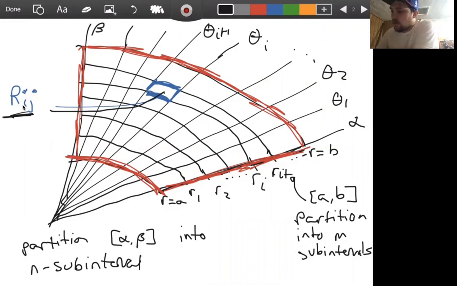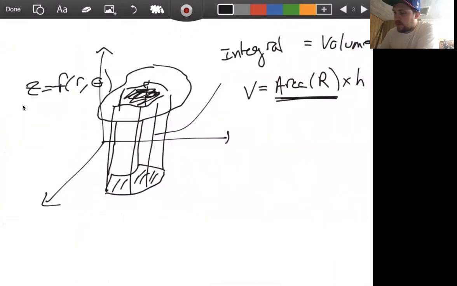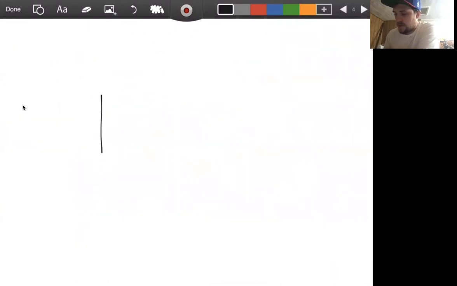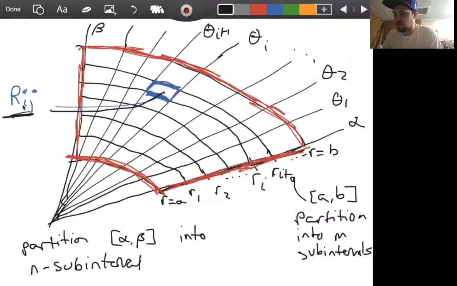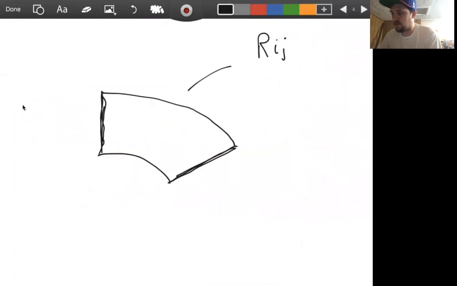And so what is the area of R_ij going to be? Well, let's look at now a subrectangle or a sub-region, which looks kind of like a trapezoid, right? This is going to be R_ij. So this is, like in the picture, what I've drawn in blue. And maybe to keep it color coordinated, I can overlap this with blue.